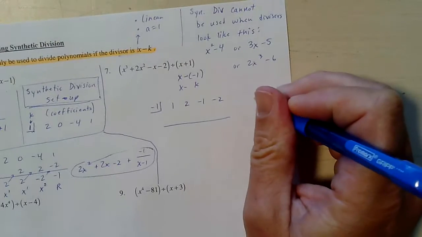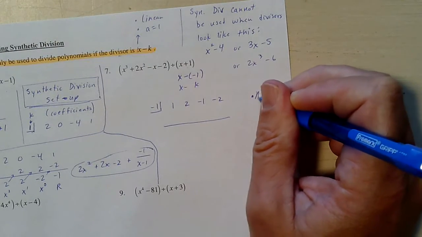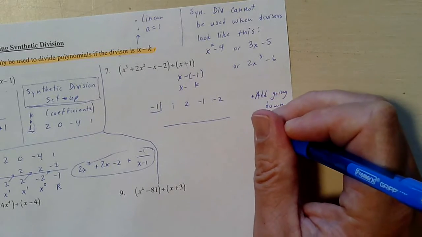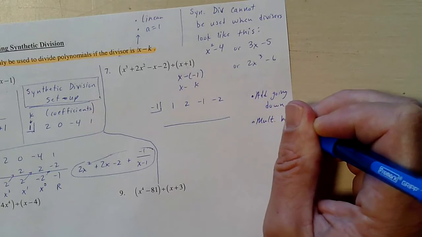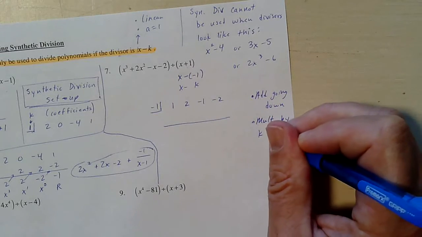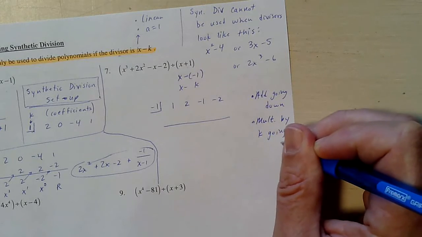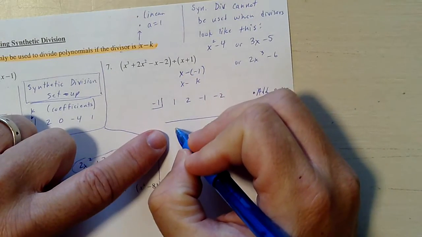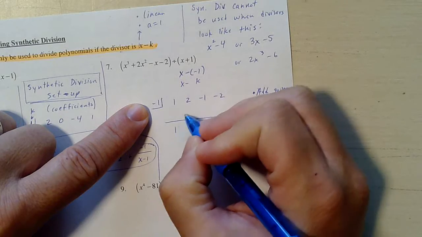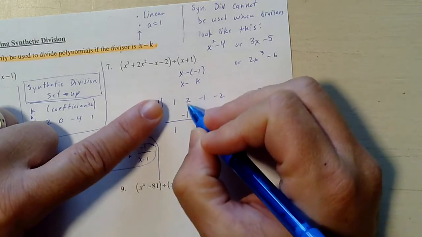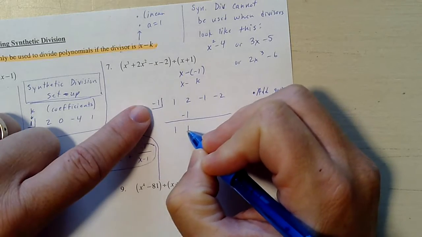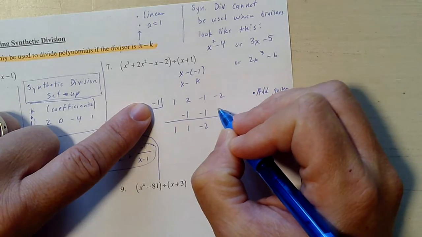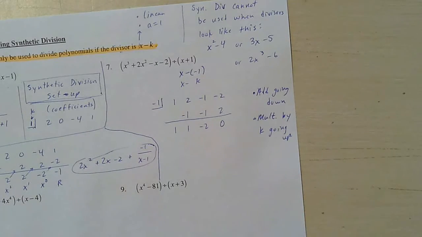Okay, so here's the steps here. If you want to kind of bolt this in, we add going down, and then we multiply by k when we go up. So add going down. So 1 plus nothing is 1. Multiply going up. So we get -1. Add, multiply. Add, multiply. Add. So I got a remainder of 0 this time.